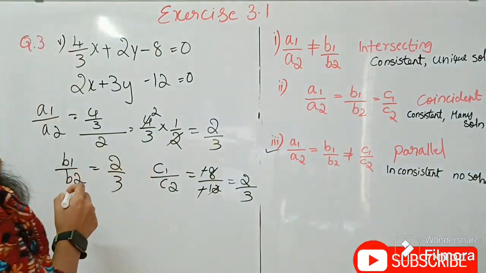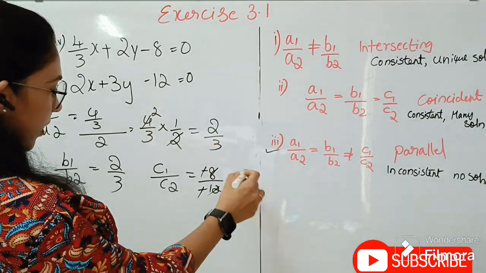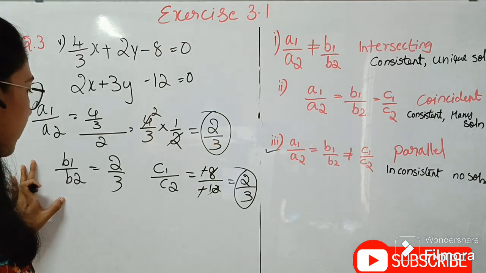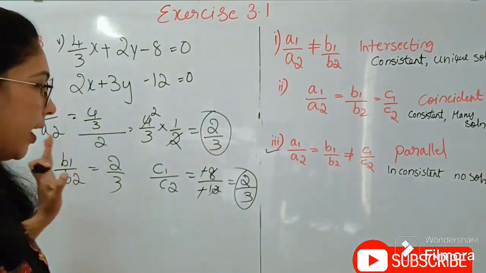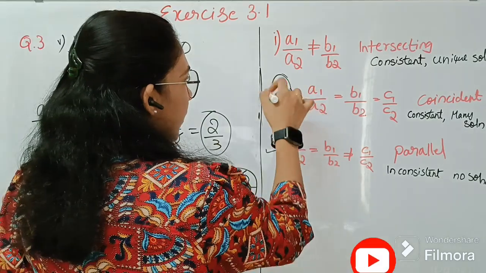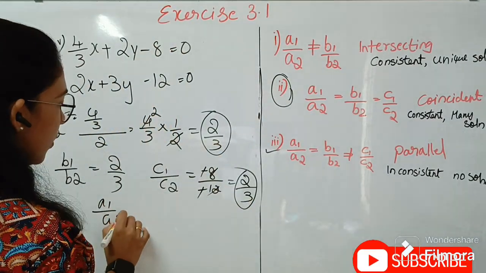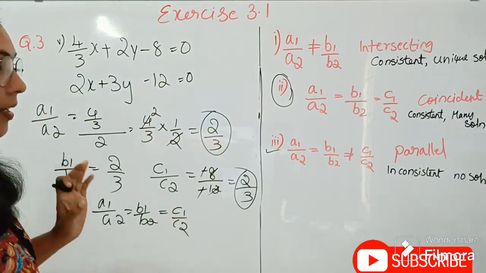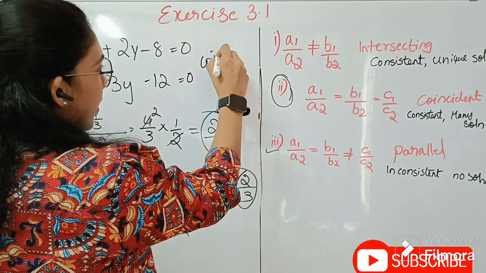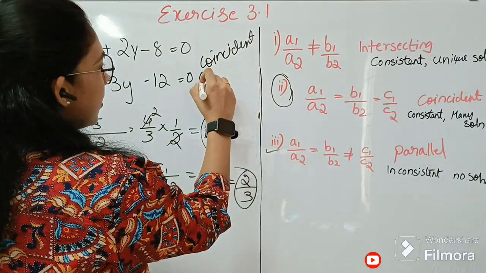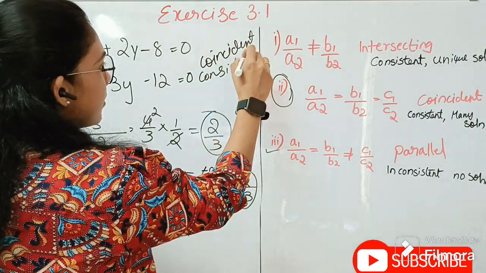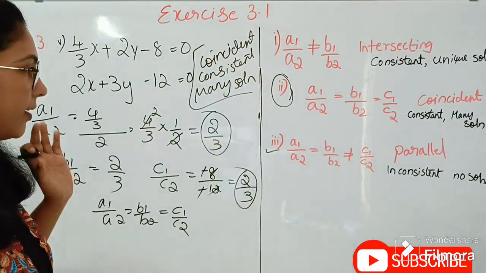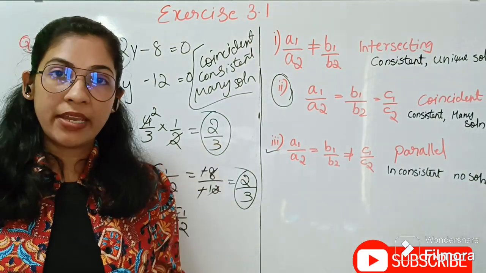So c1/c2 is 2/3, and we get a1/a2, b1/b2 and c1/c2 as 2/3. So we can relate this with condition 2, that is, a1/a2 is equal to b1/b2, which is equal to c1/c2, and these lines are said to be coincident, and thus this is consistent, and it has many solutions. Since the lines are coincident, it is consistent, and it has many solutions.